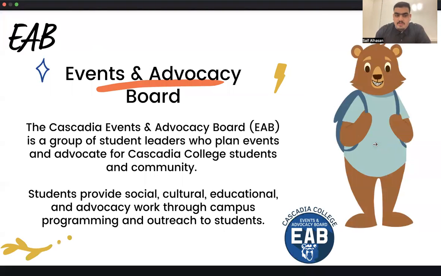So the first group in student life is called EAB. EAB stands for the Events and Advocacy Board. So they're the student leaders that plan events and they advocate for Cascadia students, as well as the community. They also provide social, cultural, educational, and advocacy work through campus programming and outreach to students. So all these events that you see, such as the art carnival, fall involvement fair, they're involved in all of that.